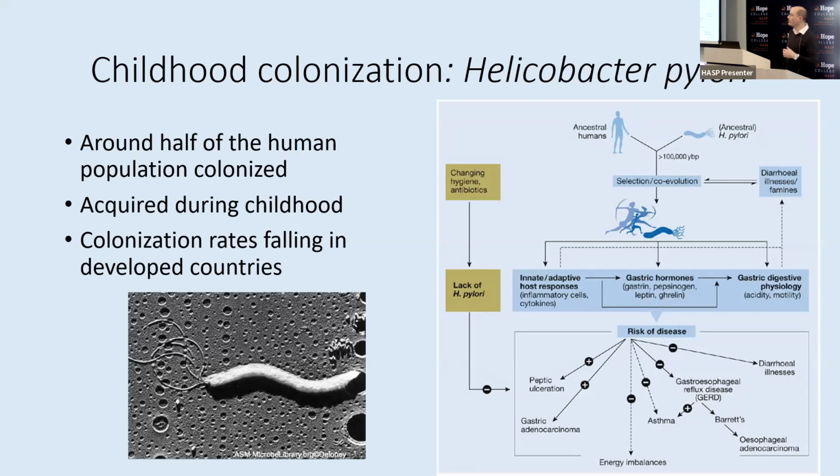And so when we look in developed countries, the colonization rate is steadily dropping. Fewer and fewer of us are colonized with Helicobacter pylori. And it's because we've altered that interaction with our environment. From the perspective of being a cause of ulcers, this sounds like a really good thing, right? Less colonization. If it's not there in the first place, then it's not there to be able to cause us any harm. So that seems like a great development.